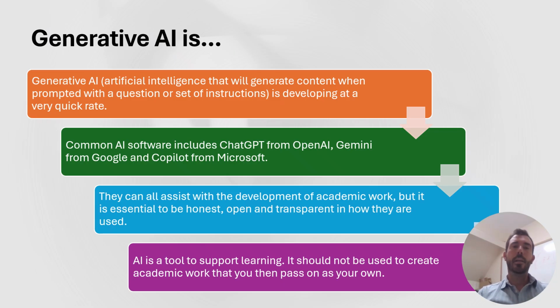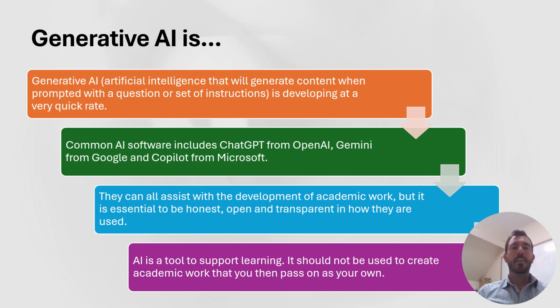Let's start by looking at what we mean by the term generative AI. This is artificial intelligence that will generate content for you when the program or software is posed a question or given a set of instructions, and the clarity or depth or relevance of the content will improve with the depth and scope of the question. The more information provided, the more specific the information provided, the better the answer that will be generated, in theory.